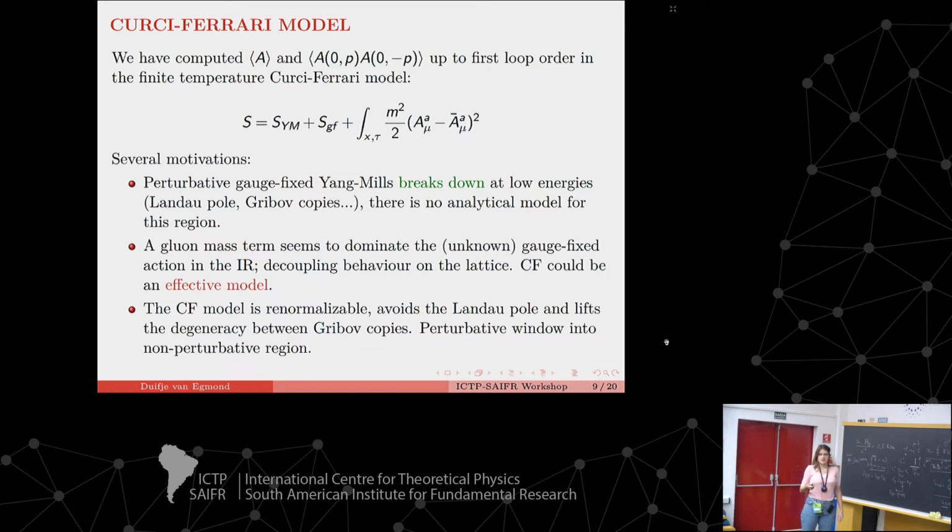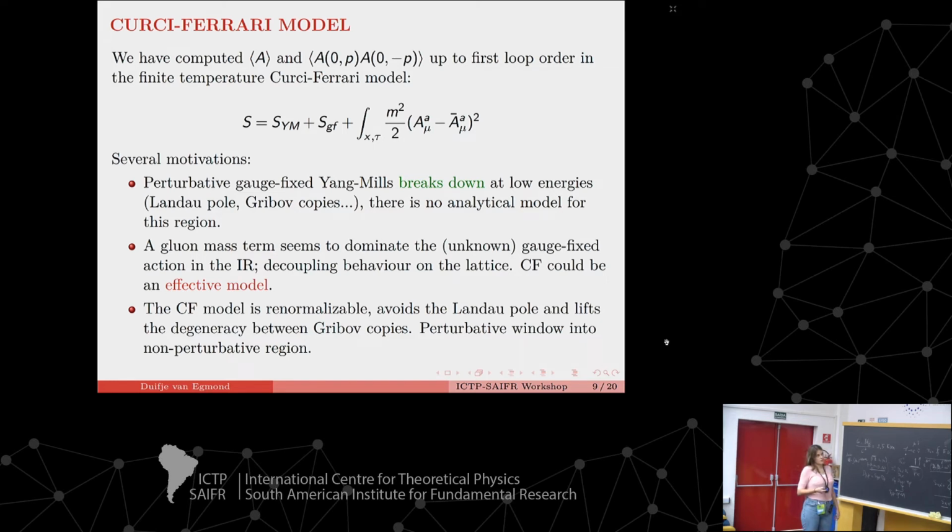And actually, the zero temperature propagator of the Curci-Ferrari model can be fitted really well to the lattice data, and we use this fitting to fix the parameters in our action. Now, the Curci-Ferrari model is renormalizable. It is shown that in the right renormalization scheme, it avoids a Landau pole. And it's also been argued that it lifts the degeneracy between Gribov copies, partly solving the Gribov problem in the IR region.